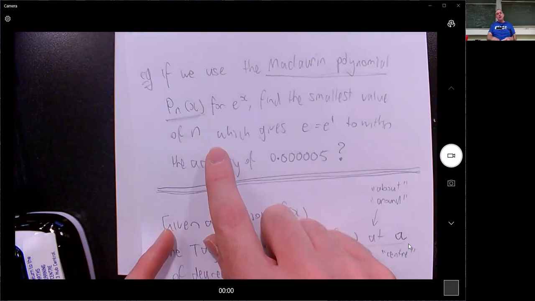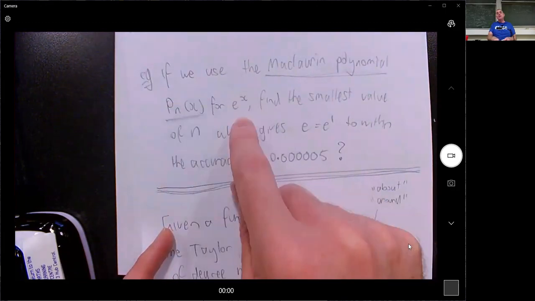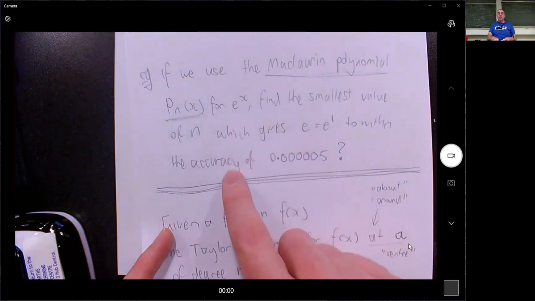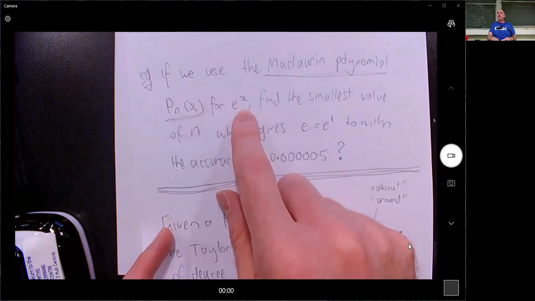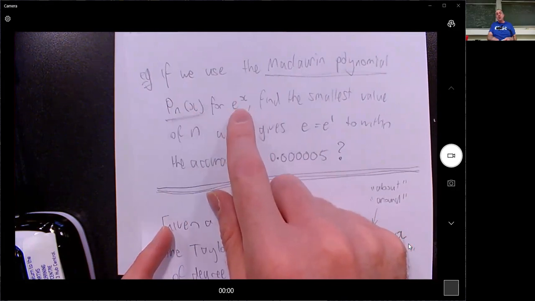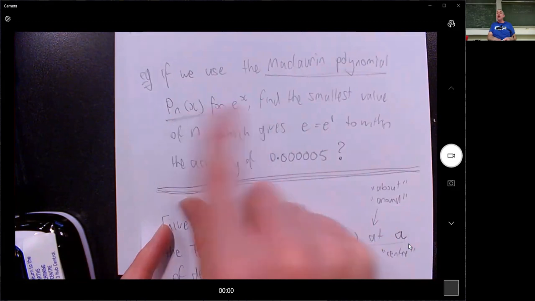Which means that we are trying to figure out how different this is from this. Because when they talk about accuracy, they mean how far apart the polynomial's answer is from the actual answer. Because e to the power of x is not a polynomial. It does not do the things that a polynomial is supposed to do, but it is approximately equal to this polynomial. And we want to know how far apart they are.